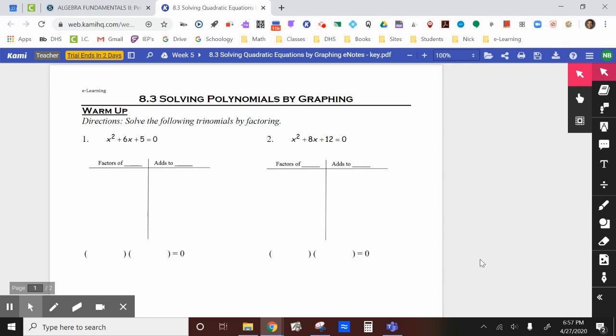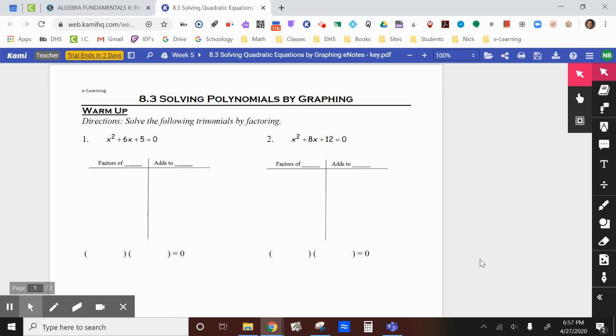Nice job last week with solving the quadratic equations. We're going to continue with solving quadratic equations this week, but we're going to look at them through a different lens. We're going to do it by graphing, all right? So this is lesson 8.3, solving polynomials by graphing.